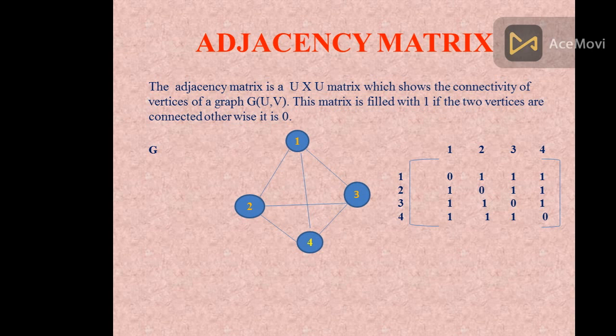The next vertex is 4. From 4 we have connectivity to 1, so we will write 4, 1 as 1. We have connectivity from 4 to 2, we will write 4, 2 as 1. From 4, 3 we have connectivity, so 4, 3 is 1. 4 to 4 we don't have connectivity, so 4, 4 is 0. Likewise, we should enter the values to the adjacency matrix.